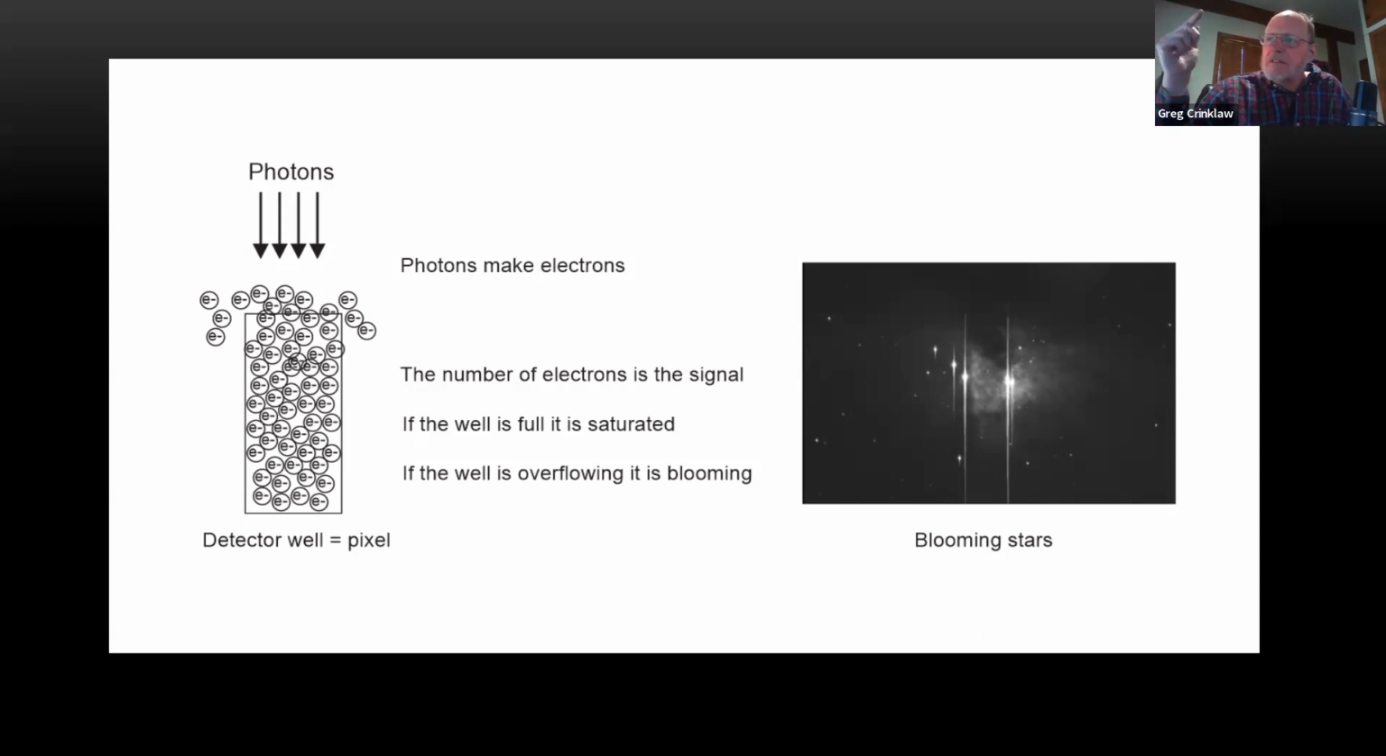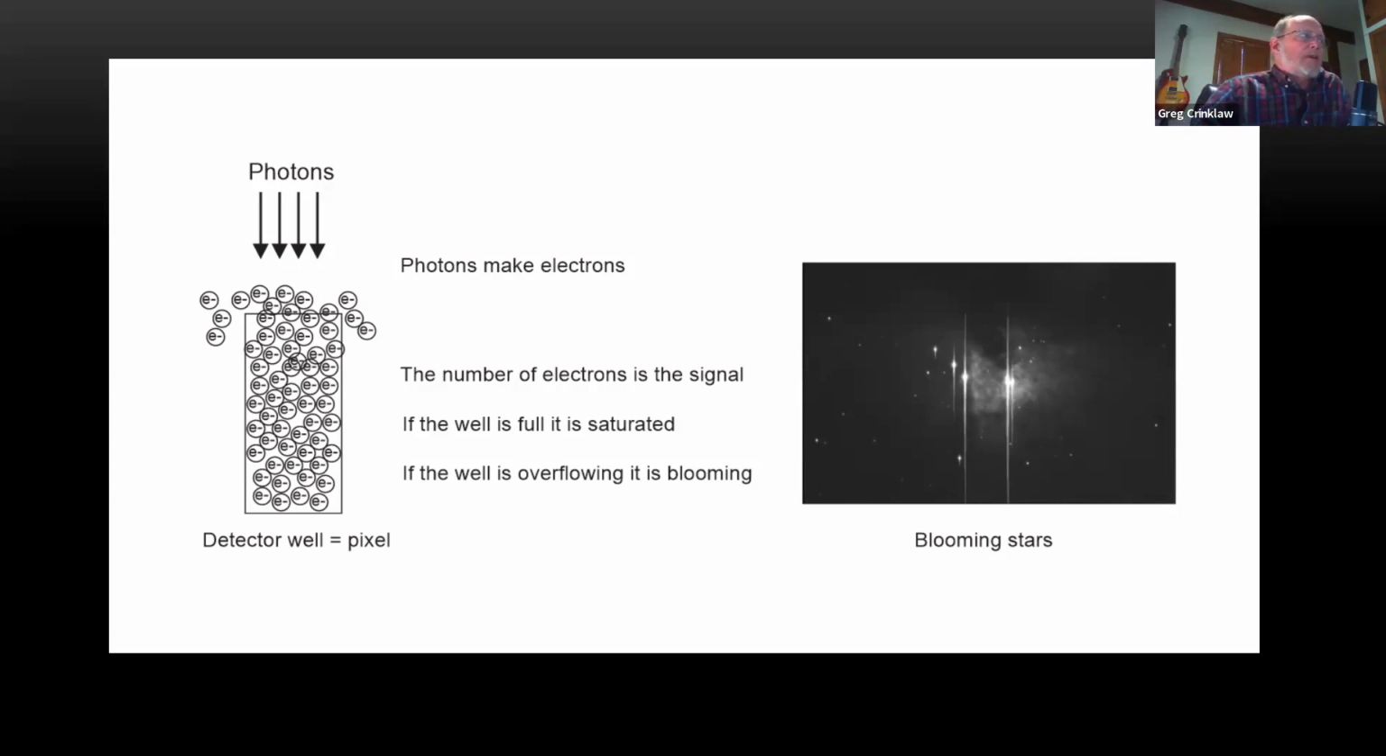You can see on the right an example of blooming stars. The signal is spreading out into neighboring pixels. And then when it's read out, it makes these big streaks. There's one more thing, and that is called clipping. That's when the signal count is too large to store in your detector memory. Usually a 16-bit detector can store numbers up to 65,535, and if it's greater than that, you can't store it, and that's called clipping.